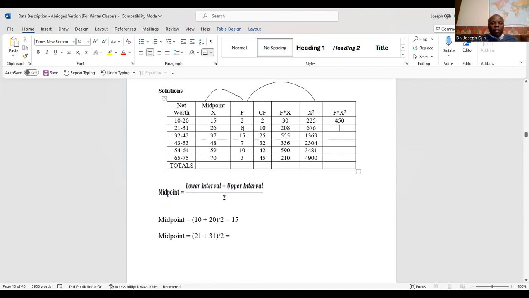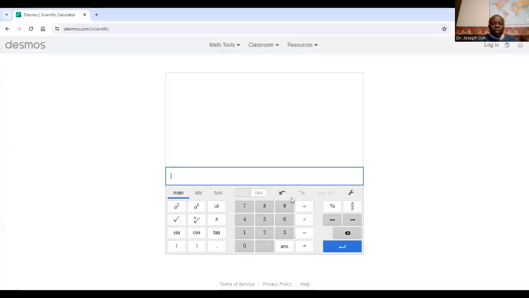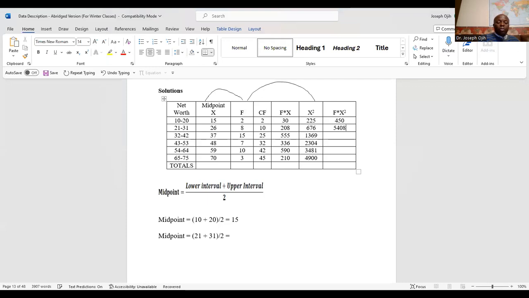That means this one here, 8 times 676. 8 times 676 is 5408. So you follow that pattern, 5408.